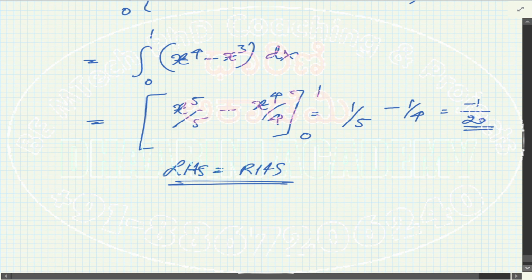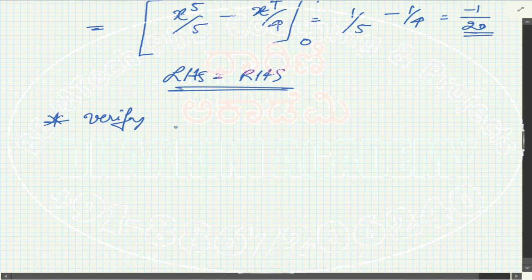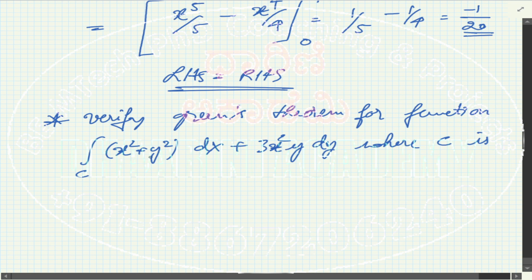Next problem. Verify Green's theorem for the function, the integral over c of x squared plus y squared dx plus 3 times x square y dy, where c is the circle x square plus y square equal to 4.